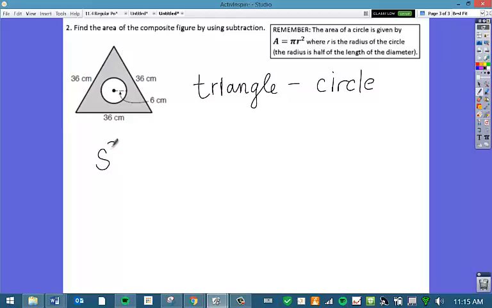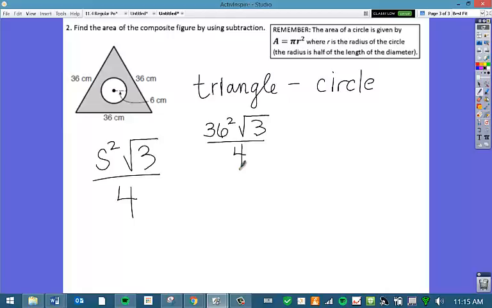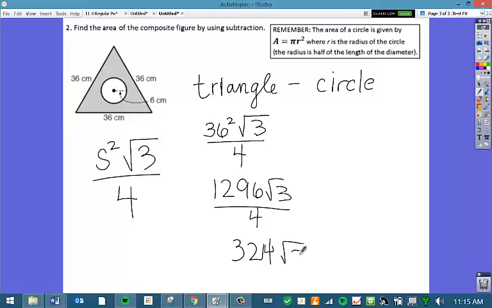If you forgot, the formula for the area of an equilateral triangle is the side length squared times root 3 over 4. My side length is 36. I'm going to do 36 squared, multiply that by root 3, and then divide that by 4. So 36 squared is 1,296 root 3 over 4. Then divide 1,296 by 4, and I get 324 root 3.